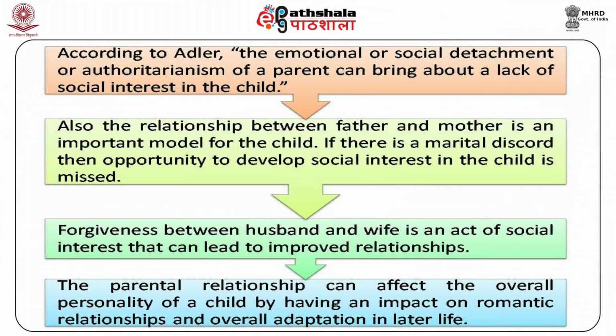According to Adler, the emotional or social detachment or authoritarianism of a parent can bring about a lack of social interest in the child. Also, the relationship between the father and mother is an important model for the child. If there is marital discord, then the opportunity to develop social interest in the child is missed. Forgiveness between husband and wife is an act of social interest that can lead to improved relationships. The parental relationship can affect the overall personality of a child by having an impact on romantic relationships and overall adaptation in later life. Social interest, according to Adler, is the sole criterion of human value. It is the standard for determining the usefulness of life, a means of measuring psychological health.